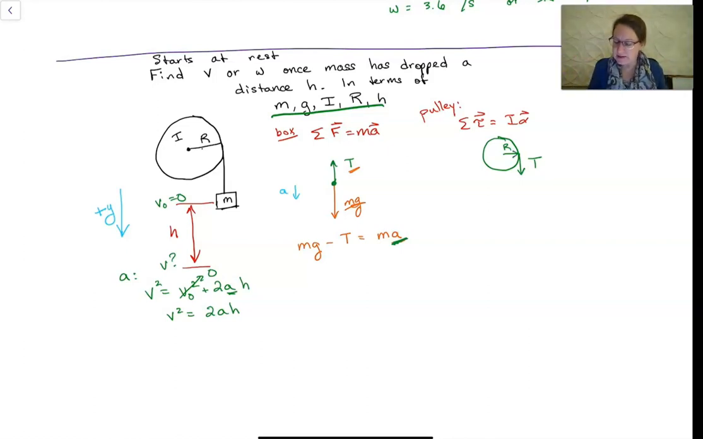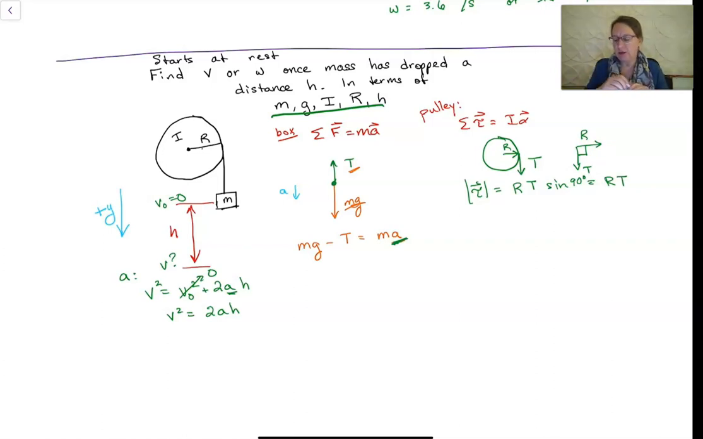Here's our radius. So we've got R and tension, and those are at 90 degrees. So the magnitude of the torque is just going to be R times the tension times sine of 90 degrees, which is just equal to R times T. So that's pretty nice.